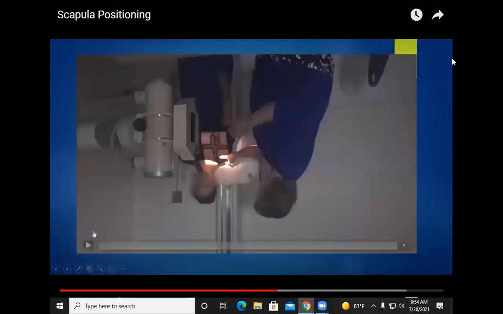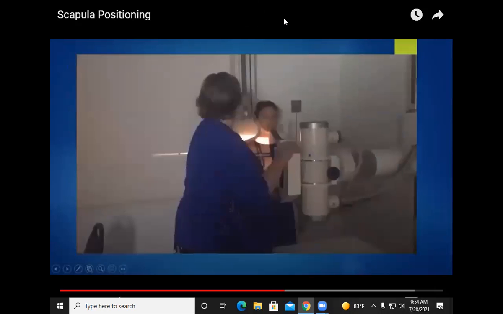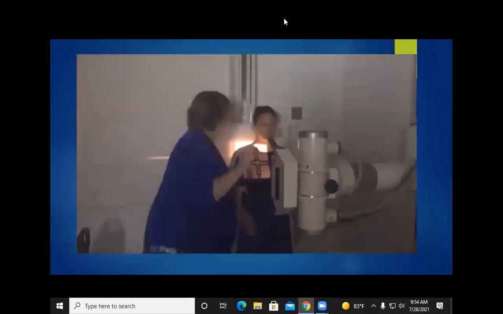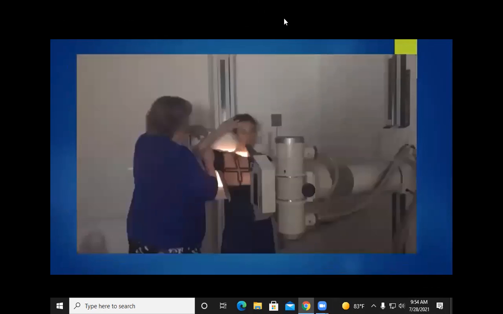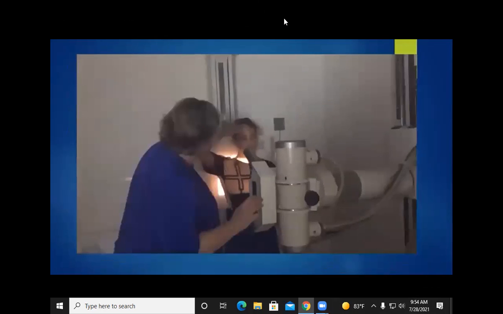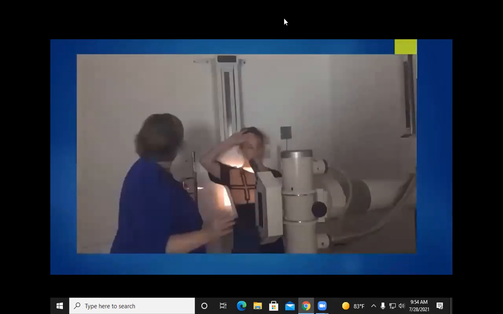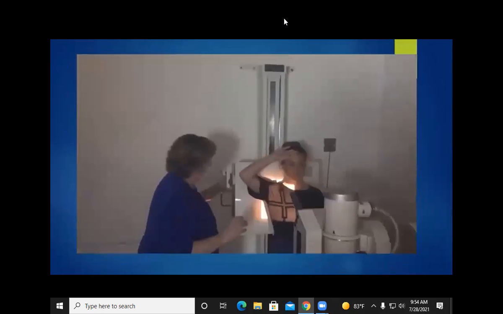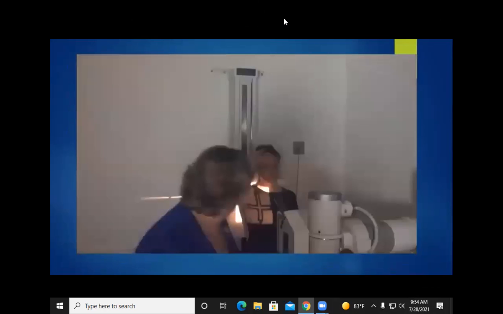There's our video showing these. So we've got our back against the board, centering mid-scapula, arm on the head, 90 degrees out with the humerus. Put the marker down there in the corner, 10 by 12 portrait. Hold your breath and expose.